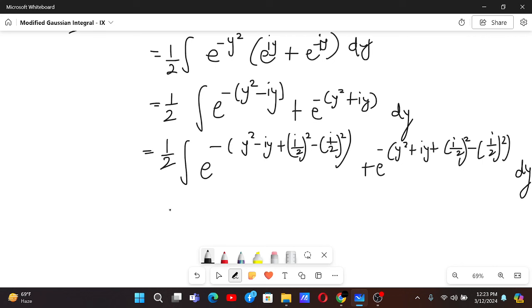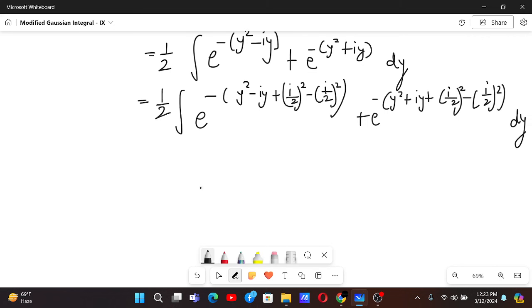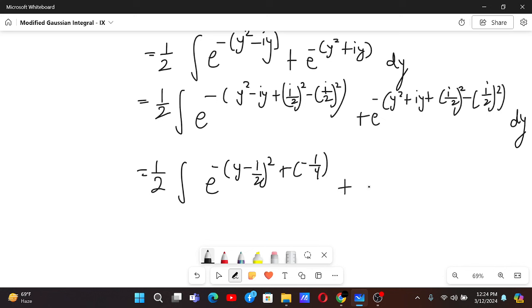dy. So now we have 1 by 2 integral of e to the power minus of y minus i by 2 whole square, and then minus minus is plus, and i square by 4 is minus 1 by 4. Plus e to the power minus of y plus i by 2 whole square, and then minus minus will be plus, and i square by 4 is minus 1 by 4, dy.